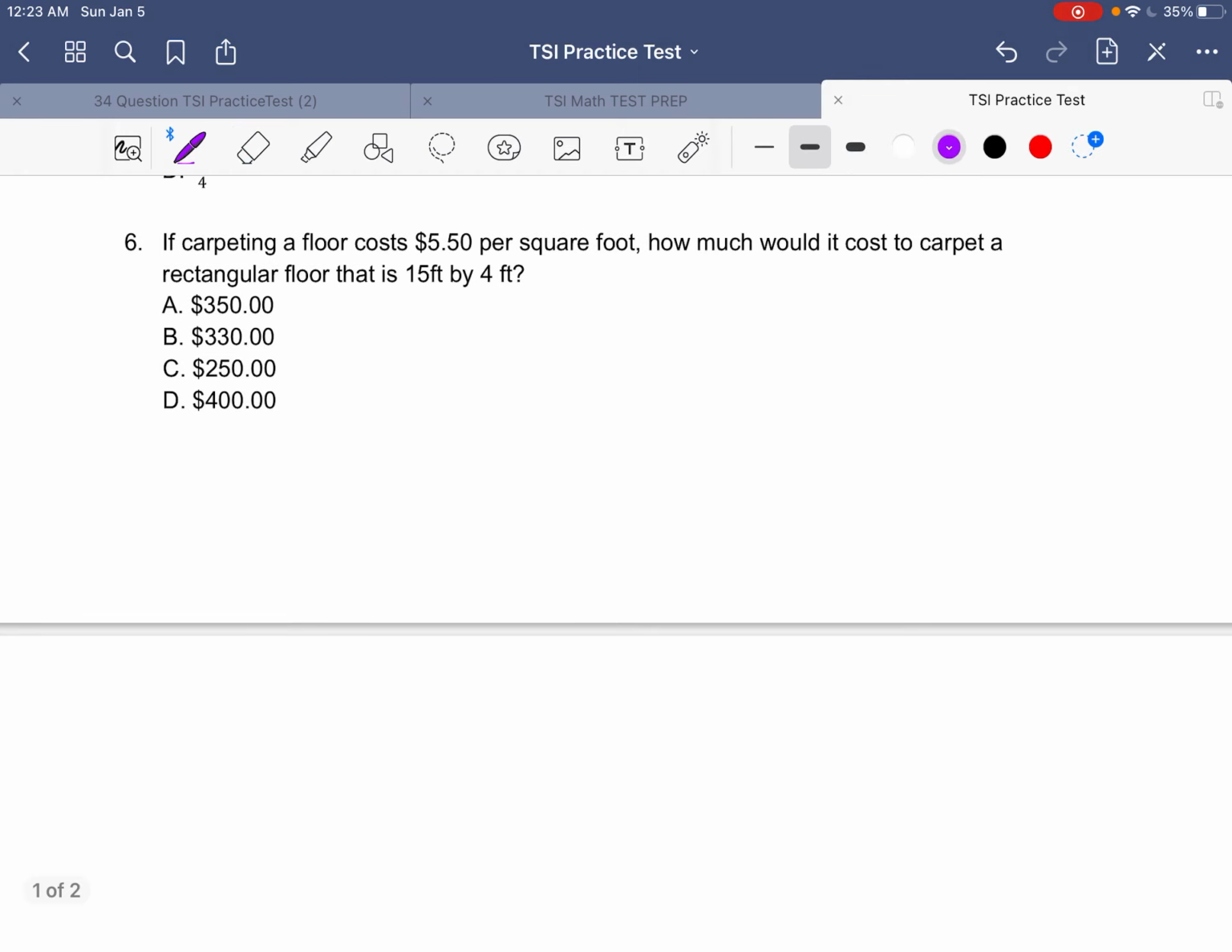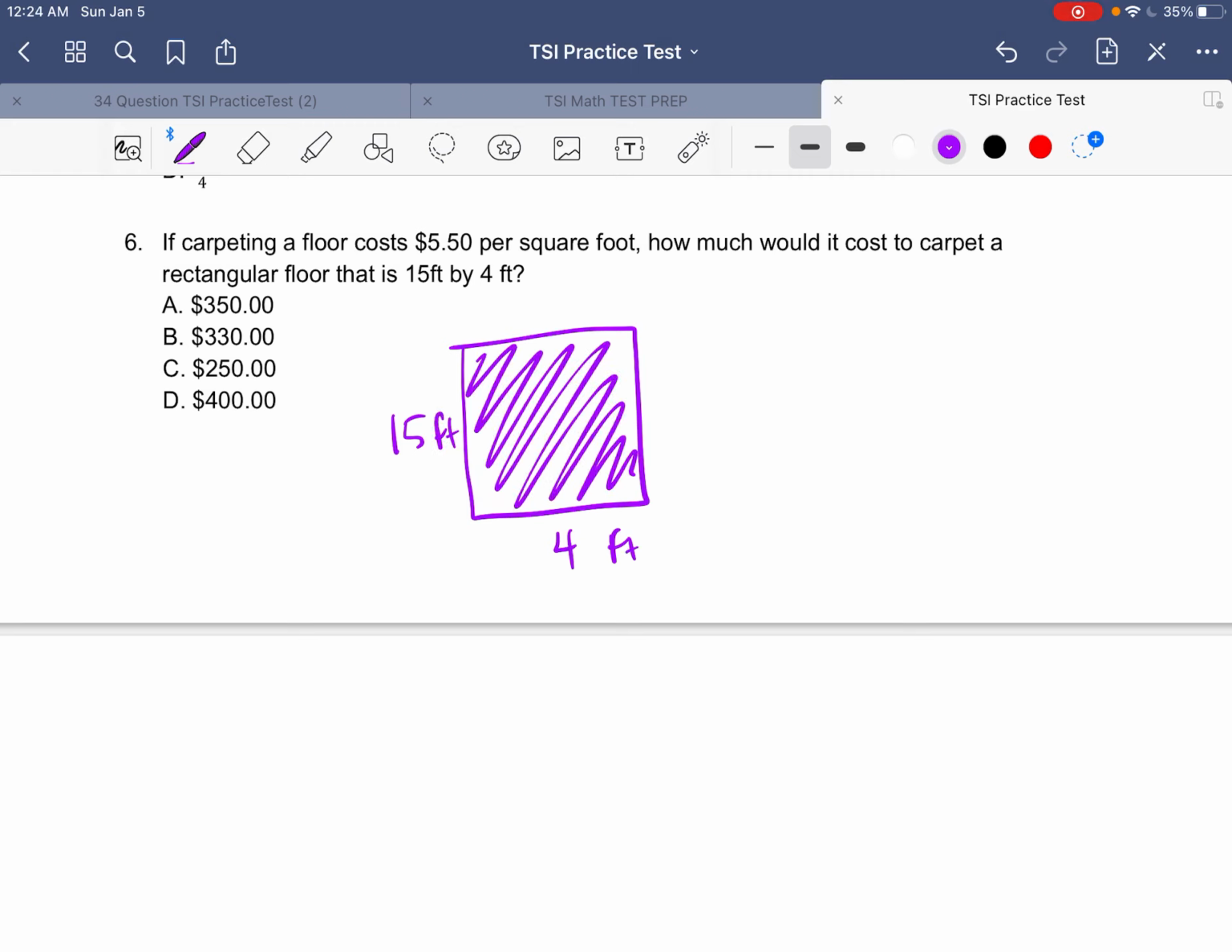If carpeting a floor costs $5.50 per square foot, how much would it cost to carpet a rectangular floor that is 15 by 4 feet? So this is the carpet. It's 15 feet by 4 feet. First you have to find the area of the carpet by multiplying. And 15 times 4 is equal to 60.